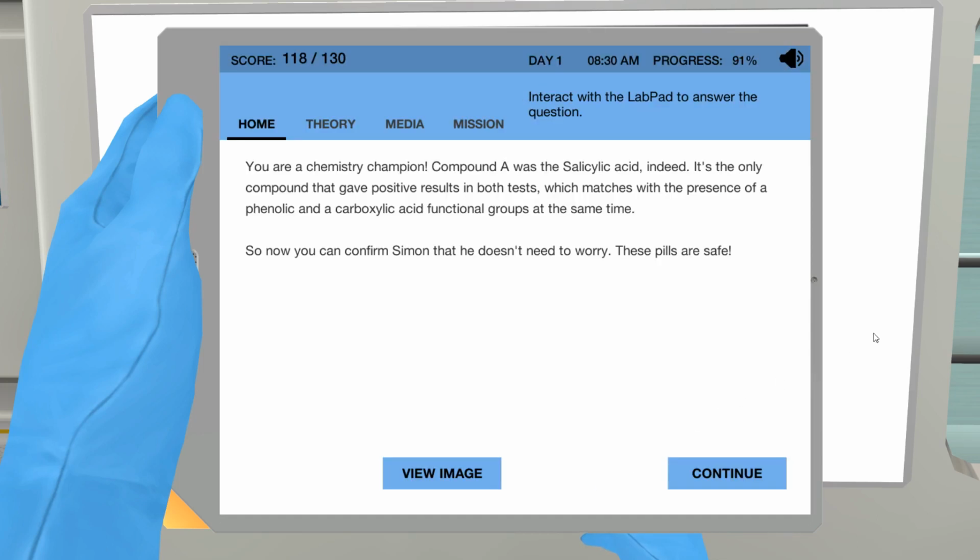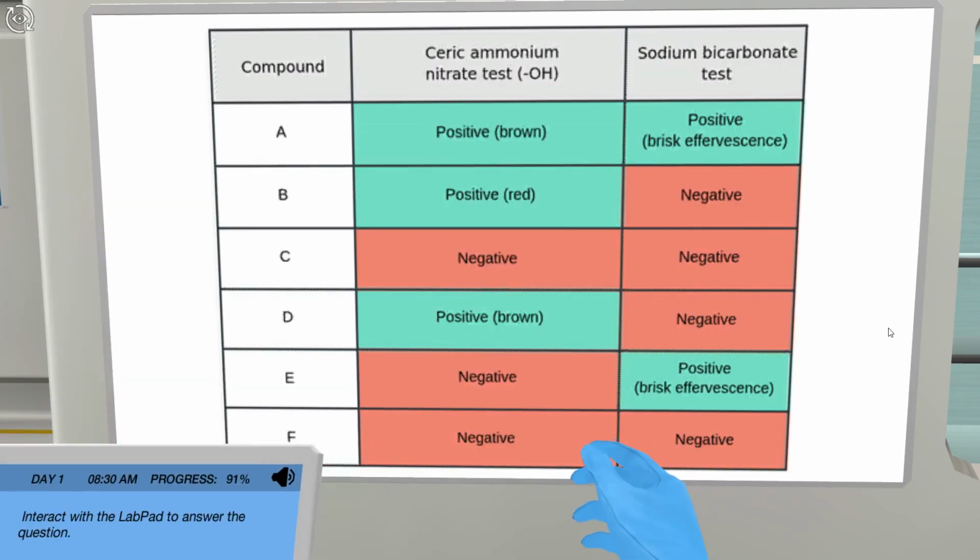It's the only compound that gave positive results in both tests, which matches with the presence of a phenolic and a carboxylic acid functional group at the same time. So now you can confirm Simon that he doesn't need to worry. These pills are safe.